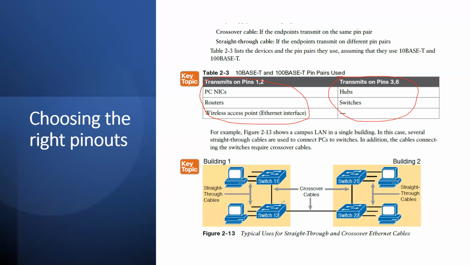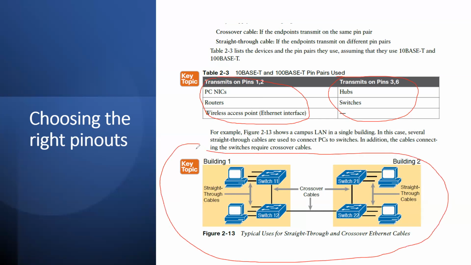And so the right way, as you guys can see in this drawing, between switches, crossover cables are used, okay? Because they transmit on the same pair, 3 and 6. Between switches and maybe routers, PCs, APs, is going to be a straight through cable, okay? They're going to transmit on different pin pairs. So again, crossover, same type of device. Straight through, different devices, okay?